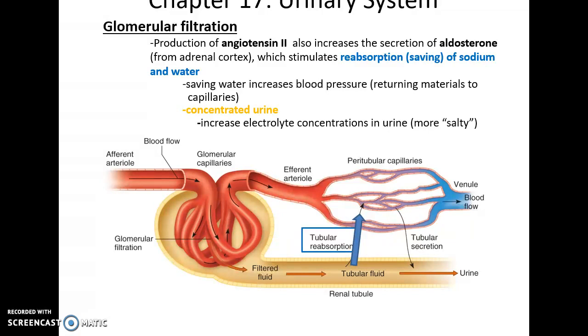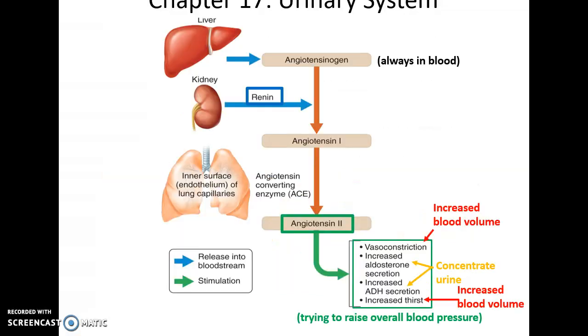Aldosterone stimulates the reabsorption, the saving of sodium and water, so that our urine is more concentrated. Sodium will leave the renal tubules and enter the bloodstream, and where sodium goes, water follows. So water will also leave and go into the bloodstream, and then this will help to conserve fluids to keep the blood pressure up.